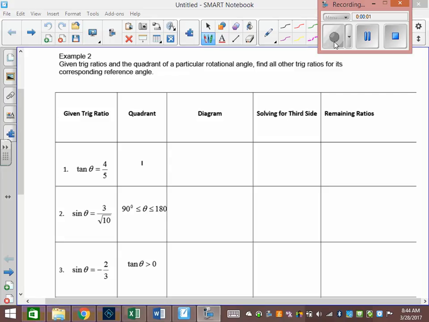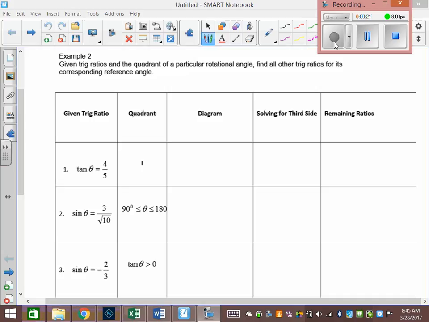So example 2, given trig ratios in the quadrant of a particular rotation angle, find all the trig ratios for its corresponding reference angle. Last time what I gave you was a point, a coordinate, an x and a y coordinate. You solve for r, and then you could give me all the trig ratios. This time, they're giving you a trig ratio, and they're asking you for the other trig ratios.